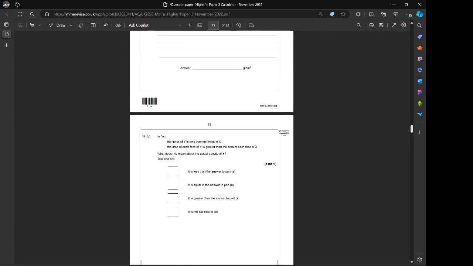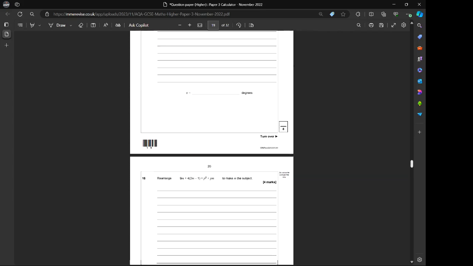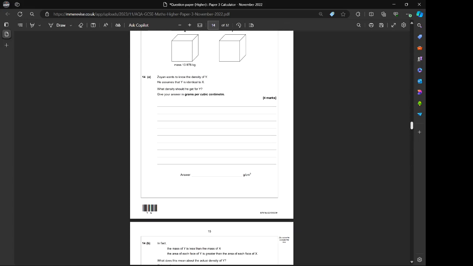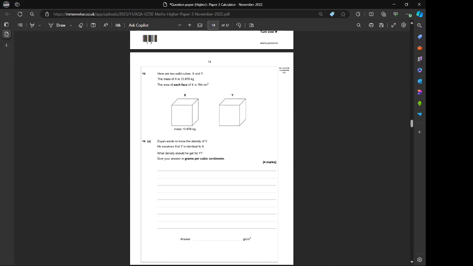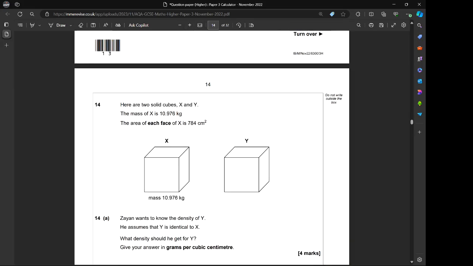I'm quite keen to look at some of these harder questions. So we're going to do question 14, guys, and then we're going to start looking at the questions at the back end of the paper.